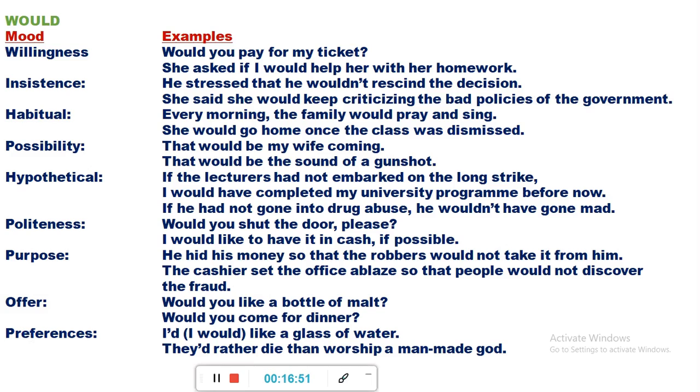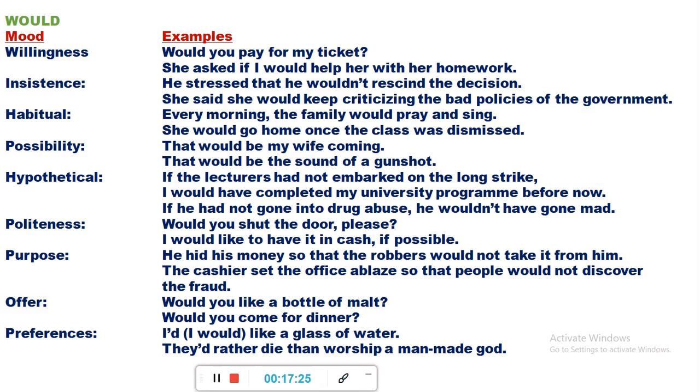Okay, let's look at would, and this also is used to express willingness. Would you pay for my tickets? She asked if I would help her with her homework. Insistence. He stressed that he wouldn't rescind the decision. That means he insisted that he was not going to change the decision. She said she would keep criticizing the bad policies of the government. She insisted on doing that.